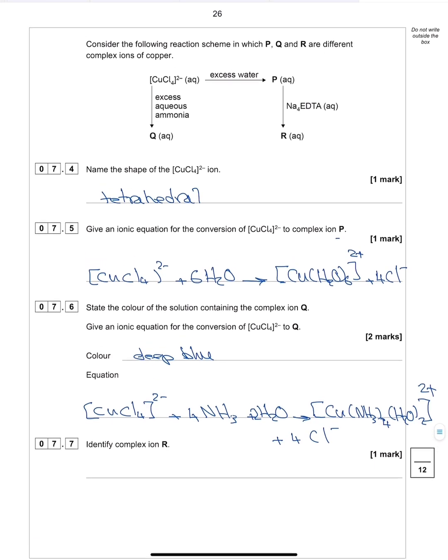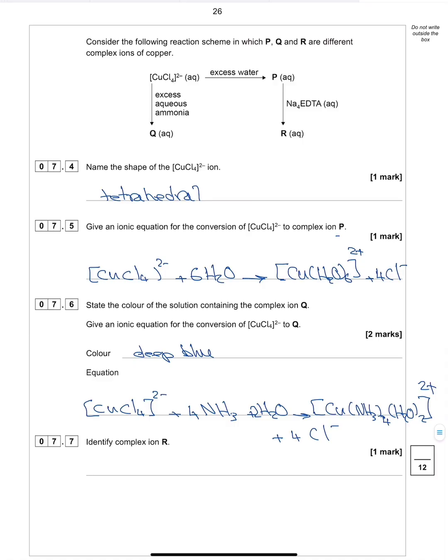Identify complex ion R. So complex ion R is simply the copper with the EDTA. The EDTA charge is 4 minus, copper is 2 plus. So this is going to be the copper with the EDTA, and the charge here is going to be 2 minus.